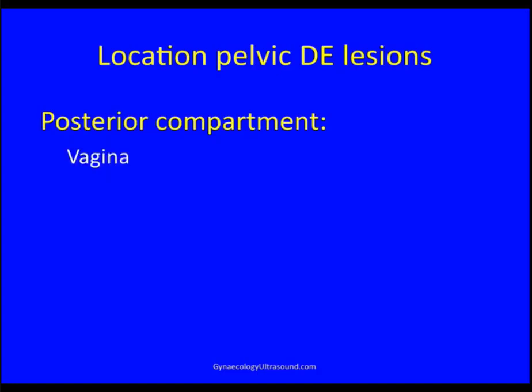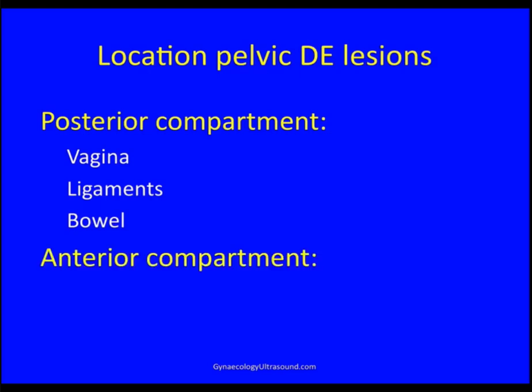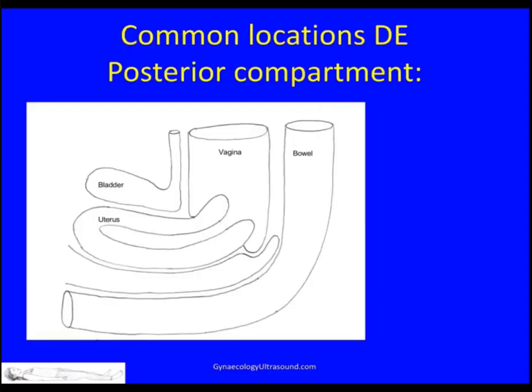Where can you find them? Well, they can be in the posterior compartment, in the vagina, the ligaments or bowel, or all of them, and in the anterior compartment, bladder and ureter. I'm going to start with the posterior compartment because I start with an empty bladder. This is the bit I look at first.